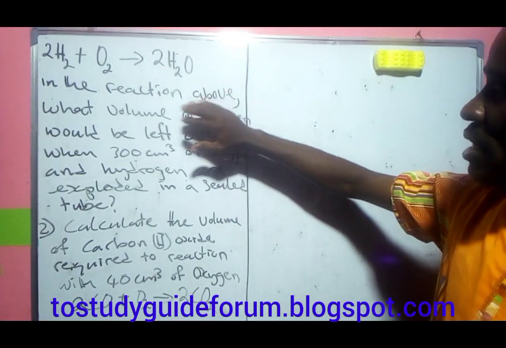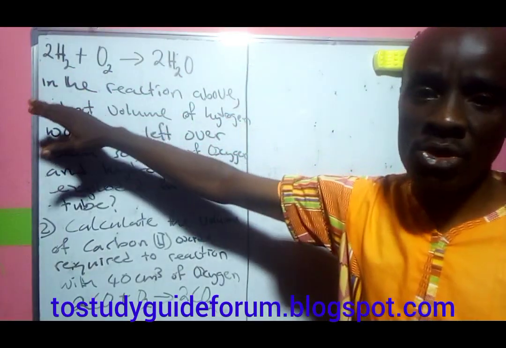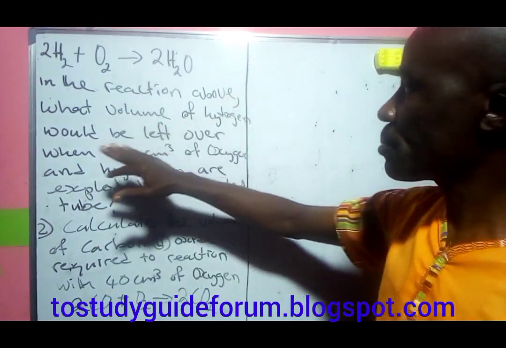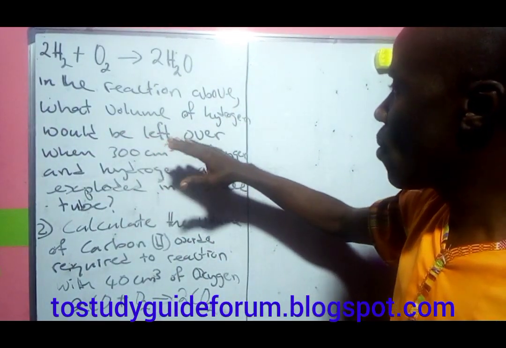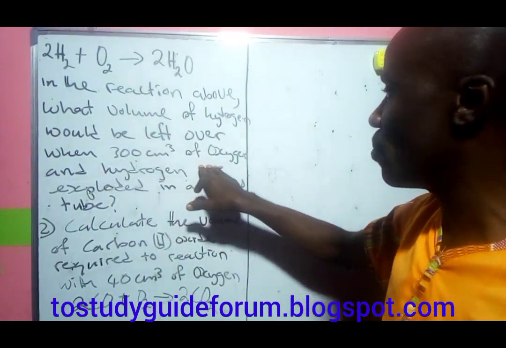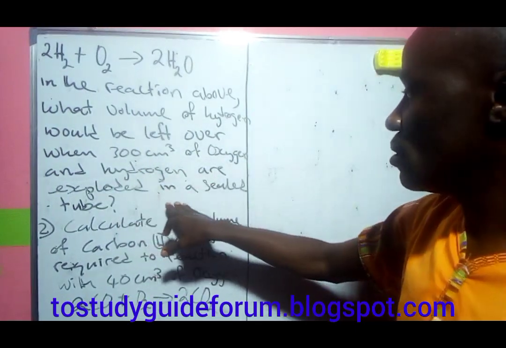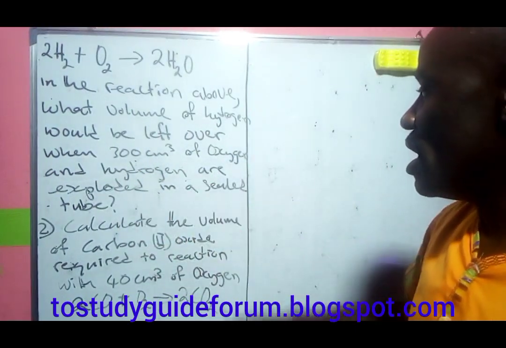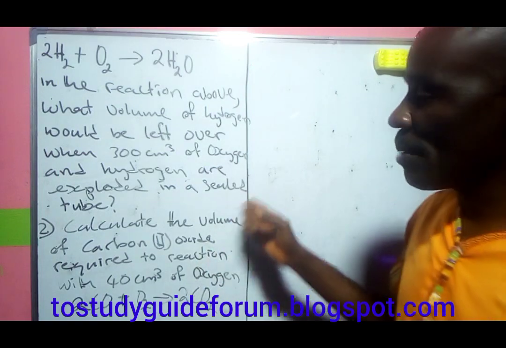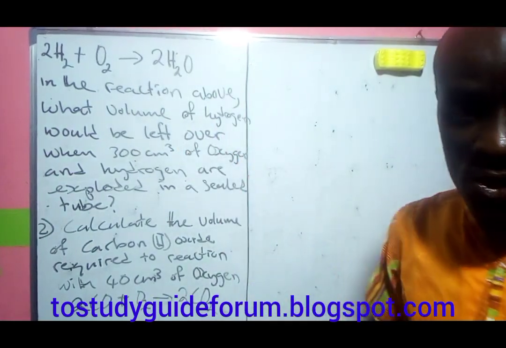So here we will have a question. We have two questions here. Say that we have a chemical equation, showing us what happened between hydrogen and oxygen in this reaction. In the reaction above, what volume of hydrogen will be left over when 300 cm³ of oxygen and hydrogen are exploded in a sealed tube? What the examiner wants you to find out here is the volume of remaining hydrogen.